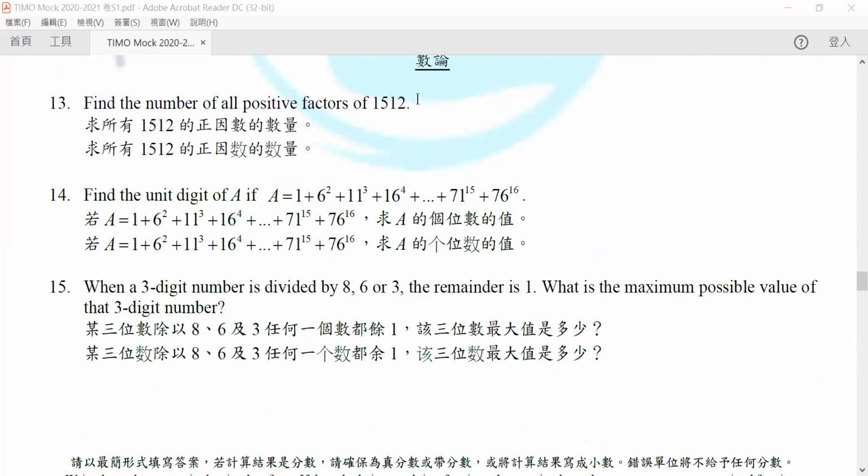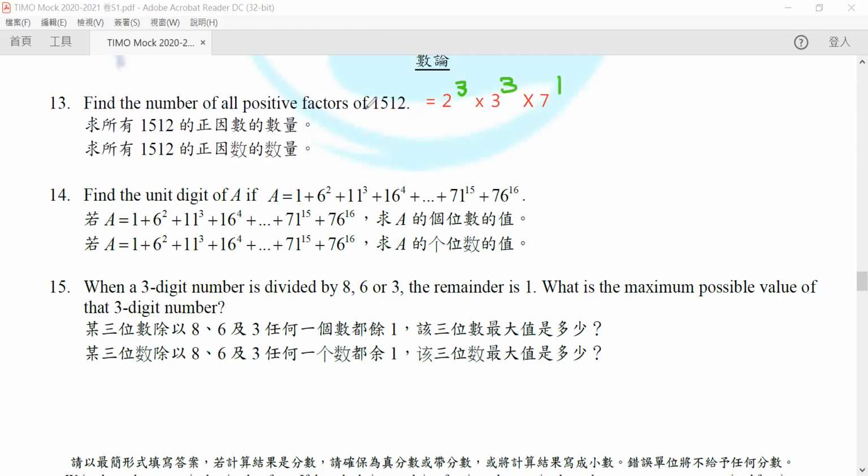Let's use a brighter color. So it is equal to 2 to the power 2 to the power 3 times 3 to the power 3 times 7. So if you write that down, it will be like this: 2 to the power 3 times 3 to the power 3 times 7 to the power 1.